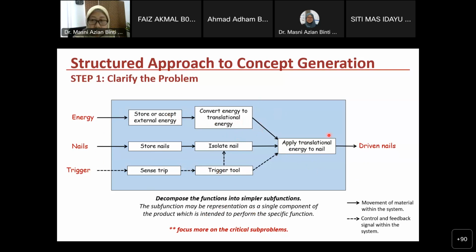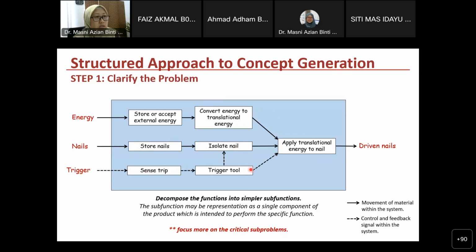So based on this sub-function, you can focus on the more critical problem. So probably you don't have the expertise untuk control system. Kalau dekat trigger ni is related to the control system, is related to the circuit, apa semua dekat dalam nail gun tu. So probably you are not well versed with the circuit system, so you don't have to focus here. Probably you are more on the design of the compartment, so you can focus on the nail storage design. You can focus on the mechanism to isolate the nail. Okay, so from here, you boleh break it down into smaller sub-problems. You can generate multiple concepts afterwards.